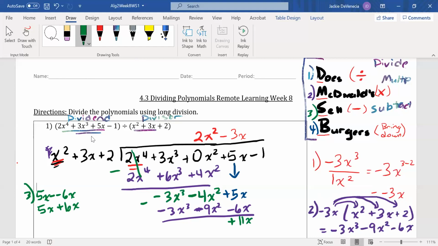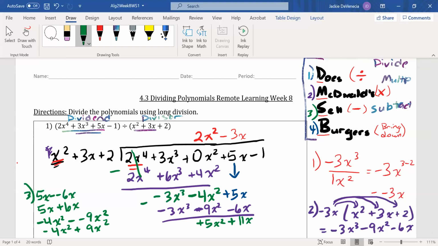Now the same idea over here. I have a negative 4 for the middle term, negative 4x squared minus negative 9x squared. Double negatives, so we're actually doing addition. So negative 4x squared plus 9x squared. So this will give me a positive 5x squared.